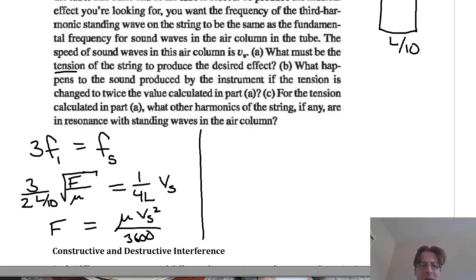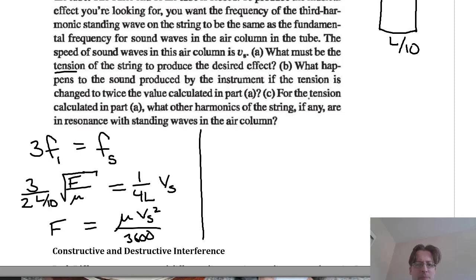Question B, what happens to the sound produced by the instrument if you double the tension from what we just calculated? Does that bump you up to the next resonance? No, it doesn't, because doubling the tension does not double the frequency. Notice the tension's under a square root. You would have to quadruple the tension in order to double the frequency. So what happens to the sound? You lose the resonance. The sound is not amplified by the sound waves in the tube anymore.